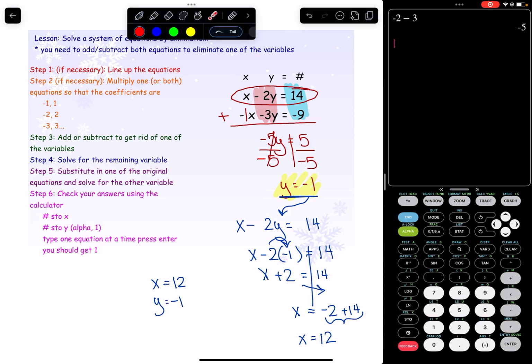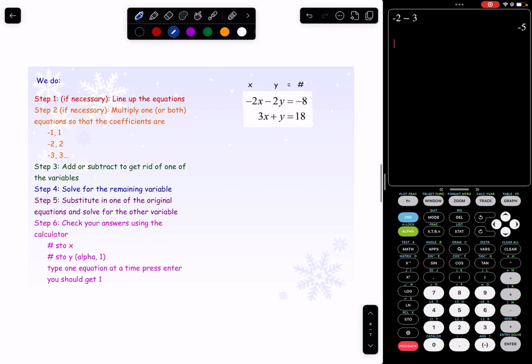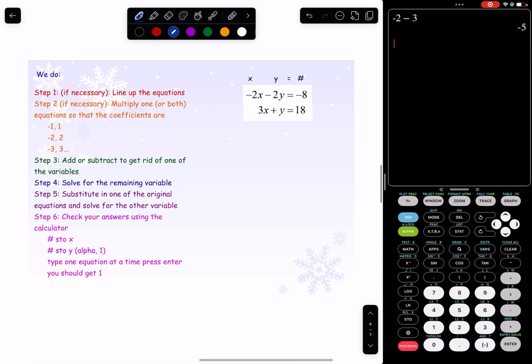Please remember to always check your answer using these steps. We can use the calculator to check our answer. And that's it. This problem is finished. Now I'm going to show you guys how to do another problem. It's a little bit harder because we will need to multiply in order to be able to cancel out the variables. So here is the problem.